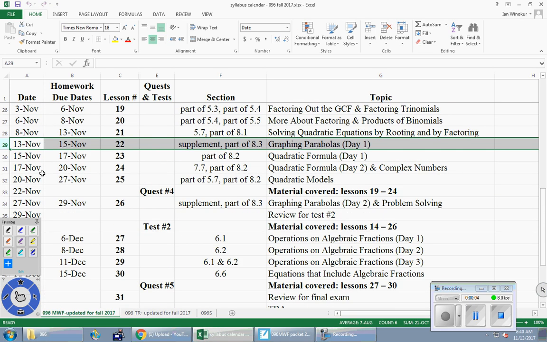We'll take our look at the calendar. Today is lesson number 22. We're going to talk about graphing parabolas. Notice this is day 1 of graphing parabolas. Right after quest number 4, we are going to have our second day on graphing parabolas.